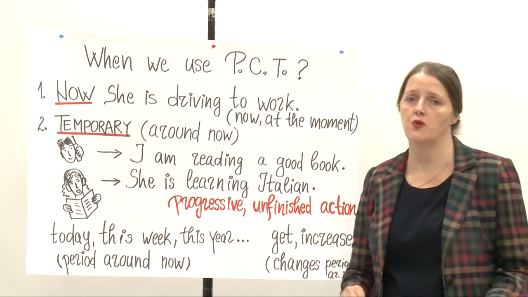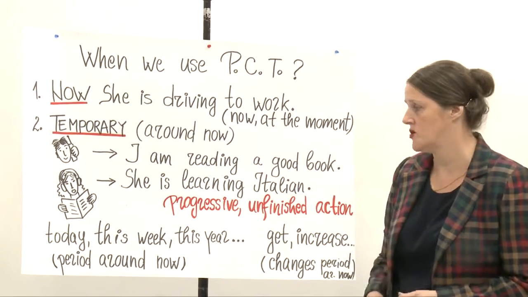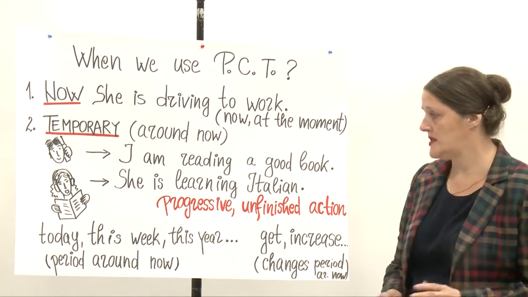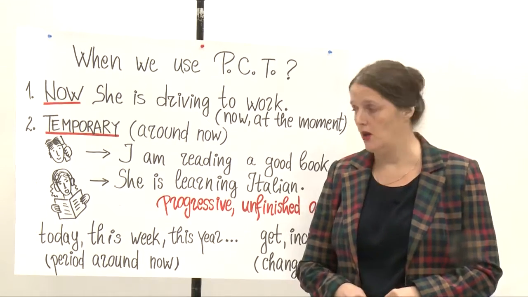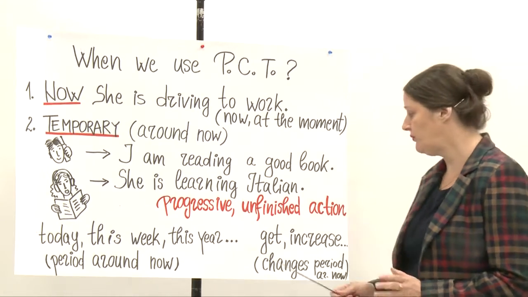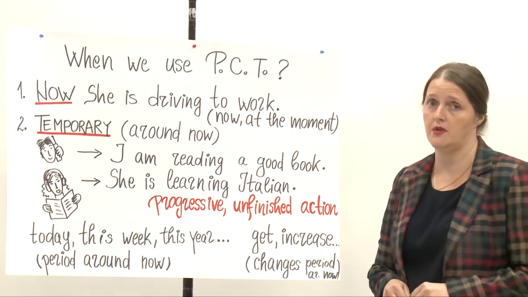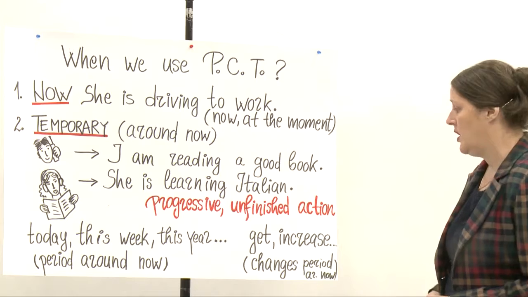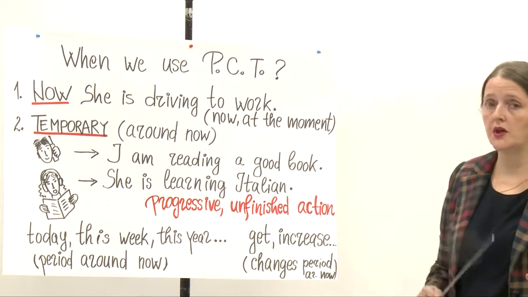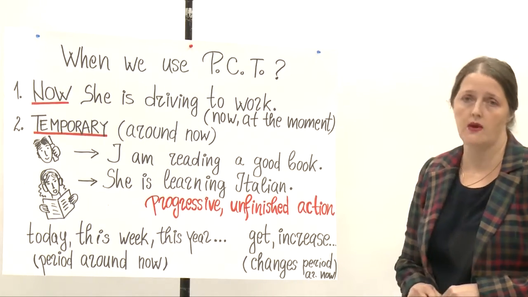There are some common words that better explain these periods around now, such as today, this week, or this year. Example, I'm feeling good today, or I'm building a house this year. Or if we want to say something about changes that are happening in periods around now, like get or increase, we have examples, your English is getting better, or the population of the world is increasing very fast.